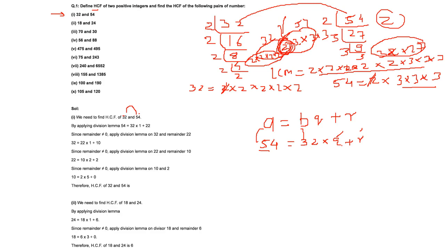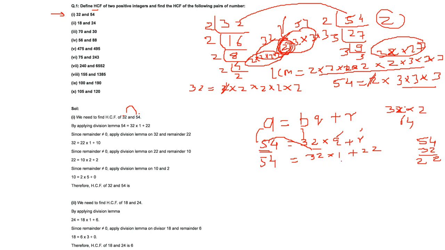Now 32 into 2 will be 64, so it goes above 54, so we cannot have 2 here. If I put Q equal to 1, it will be 32 into 1, that is 32. But still we have to complete 54. So how do we get the remainder? We just have to subtract 32 from 54. The difference is 22, so the remainder is 22. Now this is done. 54 can be written in the division lemma form like this.